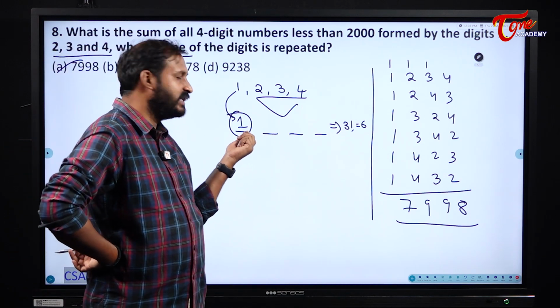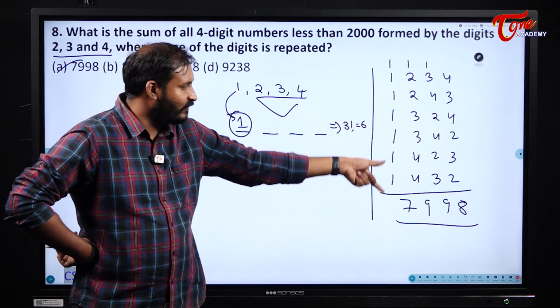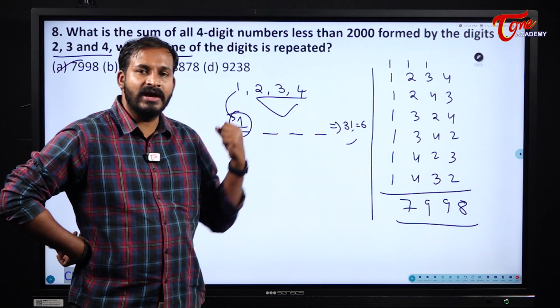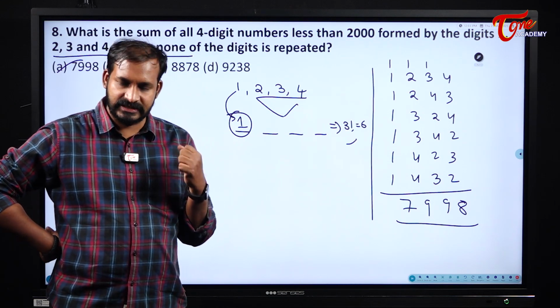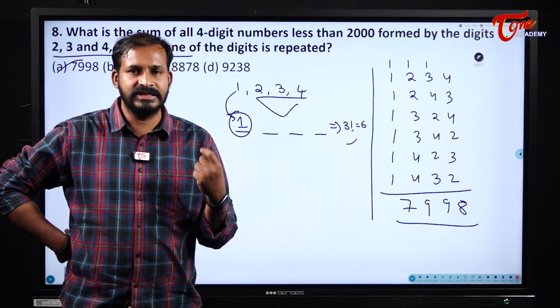Right? Why? Because see, 1 is fixed here. So how many chances will I have? 6 chances. 6 different numbers I can form. So 3 factorial means 6. So you will have clarity that exactly yes, there are only 6 possible numbers. Those 6 possible numbers you write. 6 is a very small number.